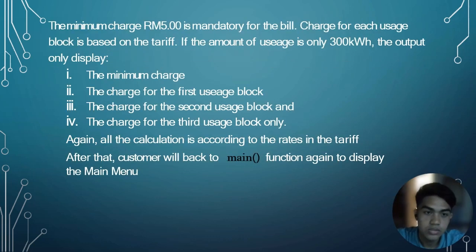The minimum charge is 5 ringgit and is mandatory for the bill. The charge for each usage block is based on the tariff. If the amount of usage is only 300 kilowatt hours, the output only displays the minimum charge, the charge of the first usage block, the second usage block, and the third usage block only. Again, all the calculations are according to the rates by the tariff. After that, the customer will be back to the main function again and it will display the main menu.